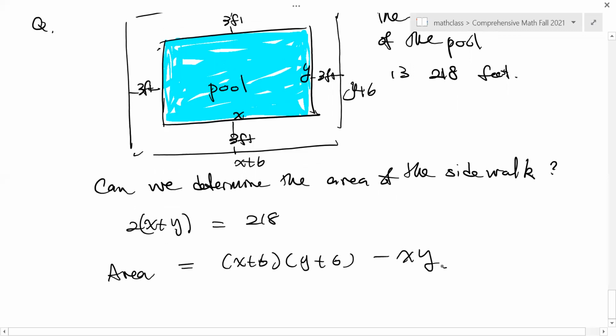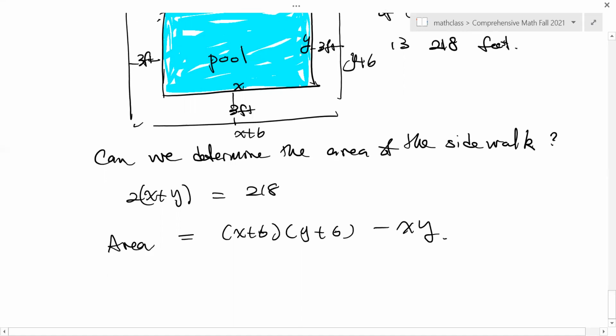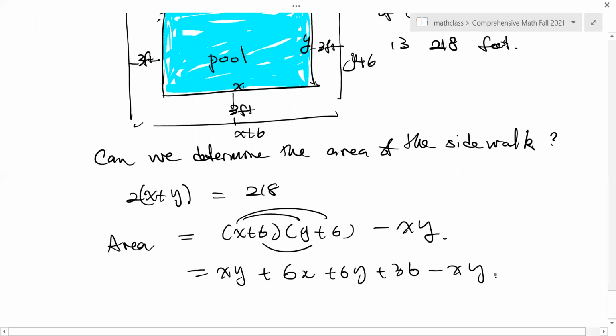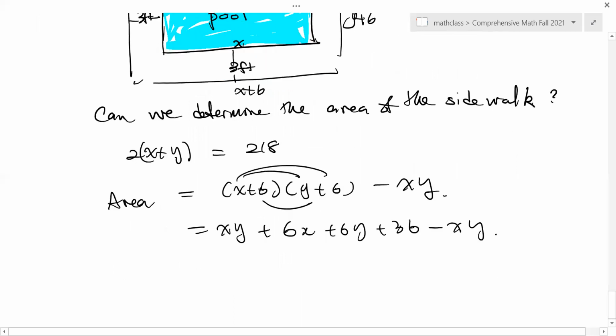Okay, X times Y is the area of the swimming pool. Then you can tell whether it can be determined or not. Before saying that, we have to do some computation. So I multiply this out. It's X times Y, and 6X, and 6Y, and 36, minus X times Y. Okay, and I find out X times Y is gone. All I have here is 6 times X plus Y, and 36.